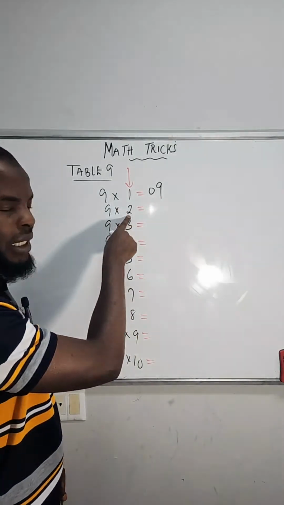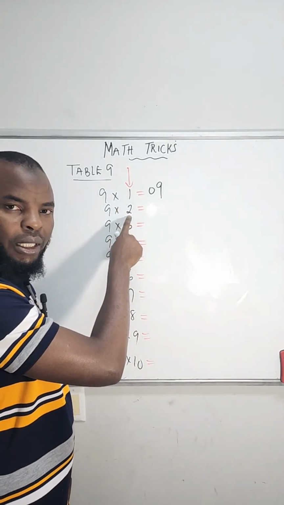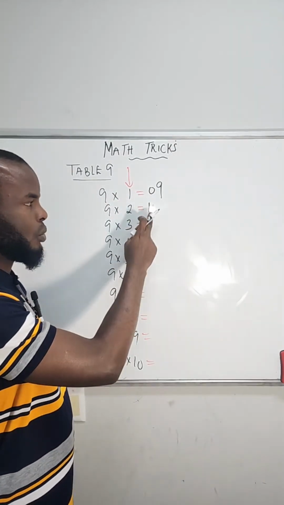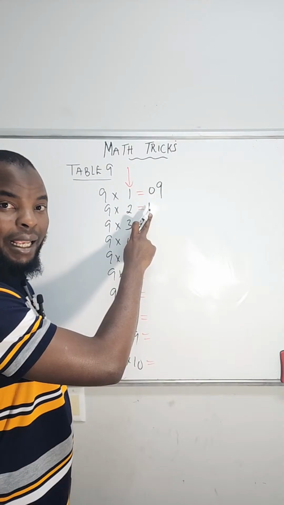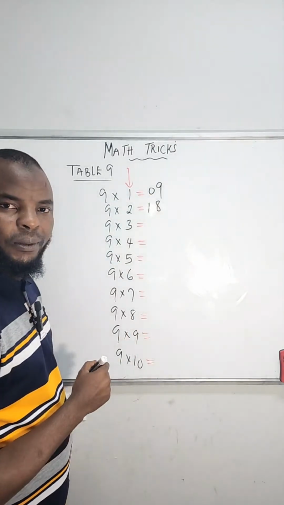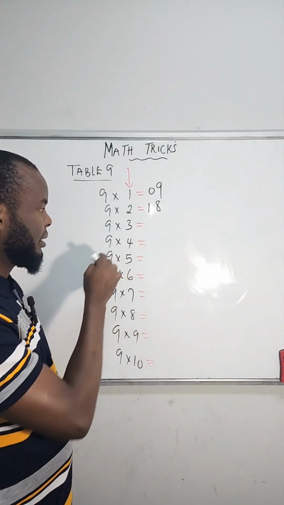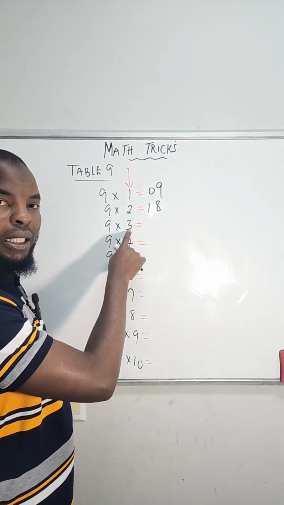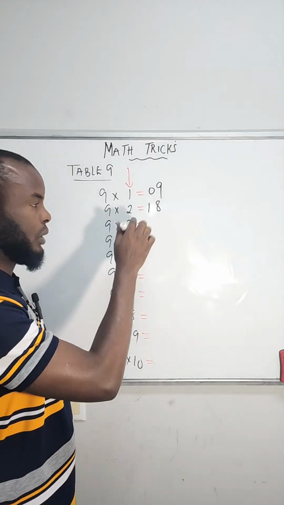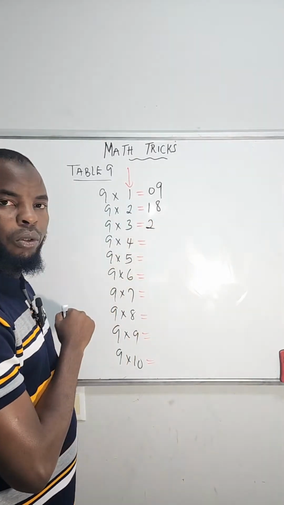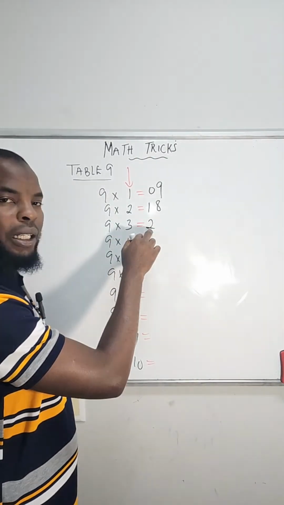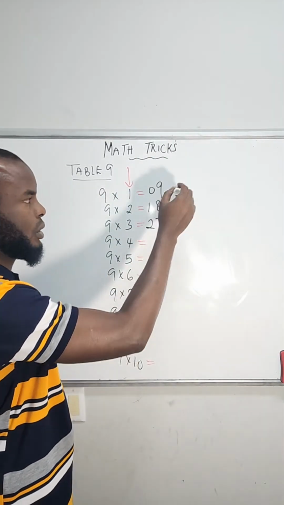Let's do the same thing for 9 times 2. Take one less of 2, which is 1. So what are we going to add to 1 to make it 9? It's 8. Let's have a look at this, 9 times 3. If you take one less of 3, what is it? 2. So what are you going to add to 2 to make 9? It's 7.